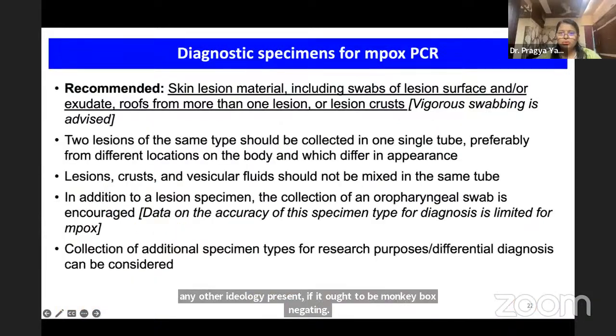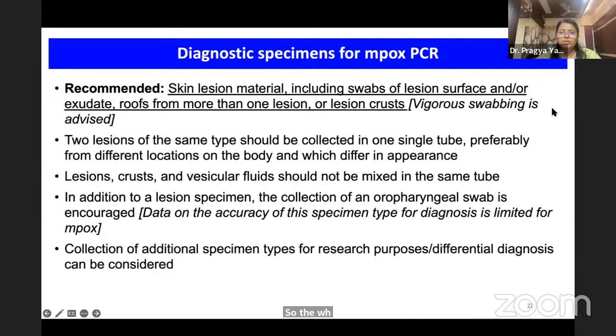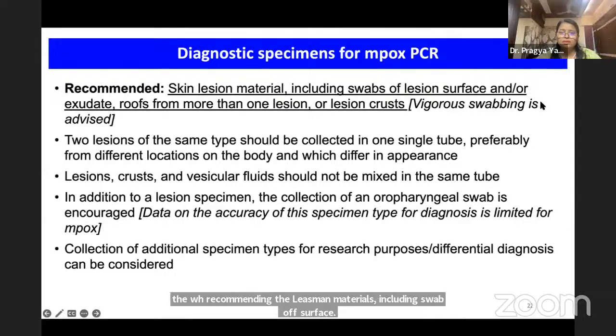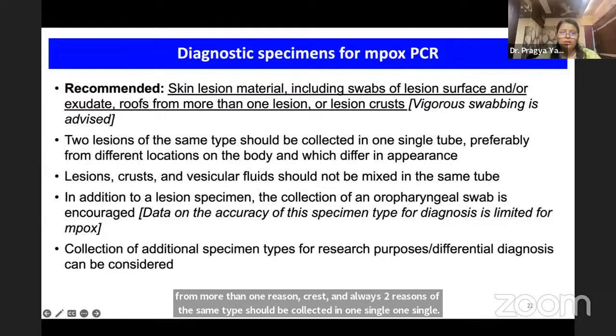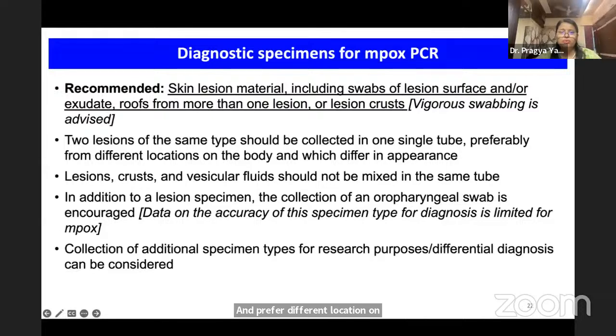So the WHO recommends collecting the lesion materials, including a swab of the lesion surface, the roof from more than one lesion, or lesion crust, and always 2 lesions of the same type should be collected in one single tube, and preferably from different locations on the body. Lesions, crust, and vesicular fluid should not be mixed. They should be collected in different tubes.